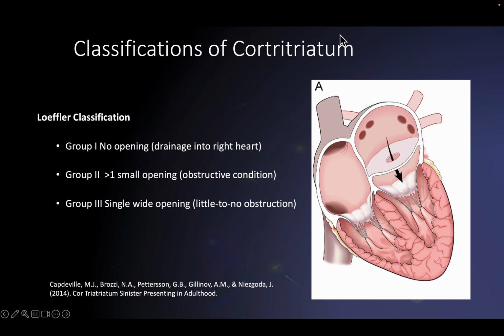We do have a classification in place for Cor triatriatum. Loeffler gave a very simple classification. You can have a Cor triatriatum with no opening, and the pulmonary veins drain into LA and through the fossa ovalis drain into the right atrium. And type 2, which is the commonest, one can have one or more fenestrations or openings in the Cor triatriatum membrane, which is obstructive, produces features like mitral stenosis, and it produces pulmonary venous hypertension. Type 3 is a single wide opening, like I showed you in the case, which is non-obstructive.